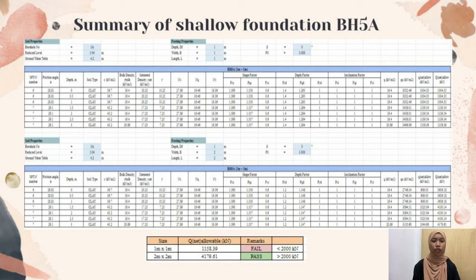But for shallow foundation borehole 5A, for the dimension of 2 meter times 2 meter, we obtain the value of Q net allowable as 4179.61 kN, which is greater than 2000 kN. So it is considered pass and suitable and adequate in designing shallow foundation.